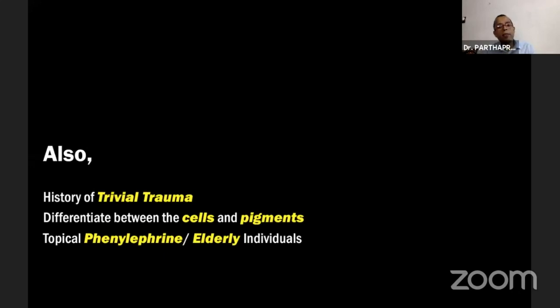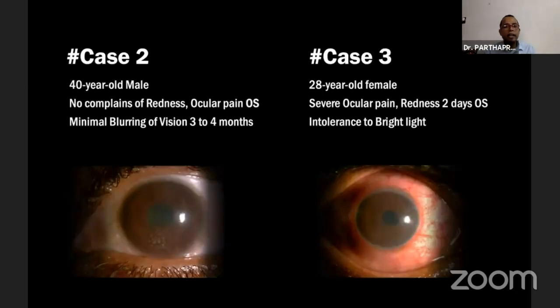Also, you have to remember to take the history of trivial trauma. Sometimes even a fingernail injury can cause some kind of pigment release or mild to moderate anterior uveitis. So it's very essential to differentiate between the cells and pigments in slit lamp. Also you have to remember that the topical phenylephrine, which we often use with our mydriatic drops, can cause pigment release, especially in elderly individuals. There may be a lot of pigments when you dilate them after a long time. So you have to differentiate between the cells and pigments before you call it a case of anterior uveitis.